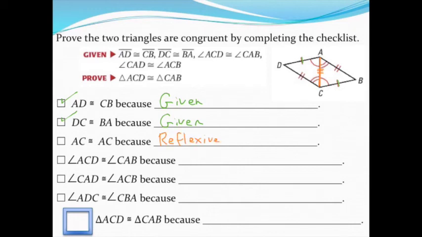So every time you add a tick mark, you have to give me a reason why you're adding it. You can't just say I added it because I wanted to or because it helped me solve the proof. You need a legitimate reason to do it, and this is the reflexive property. Well, let's check that box off. There's my 3 sides.